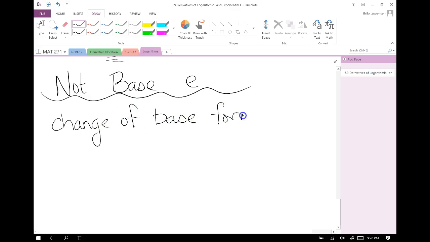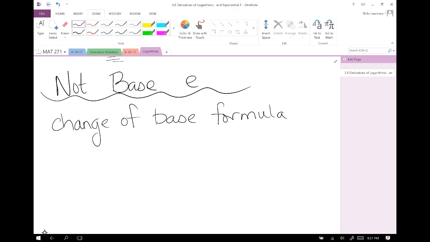Now, as people get newer and newer calculators, they don't need this change of base formula as much, but you may have still seen it. I'm only going to use a version of the change of base formula that's going to be helpful for us here in this situation. But technically, the change of base formula is much more general.